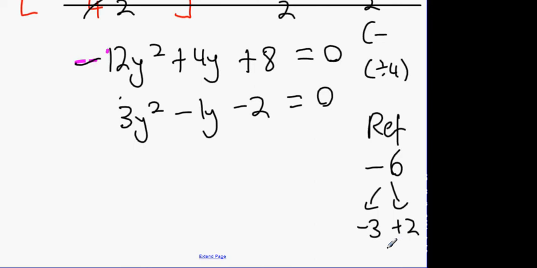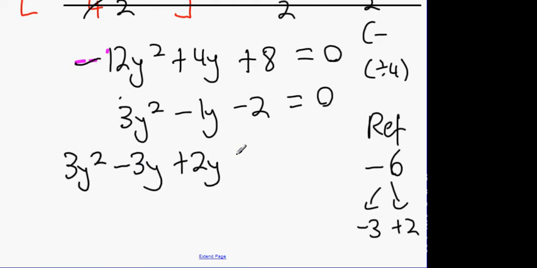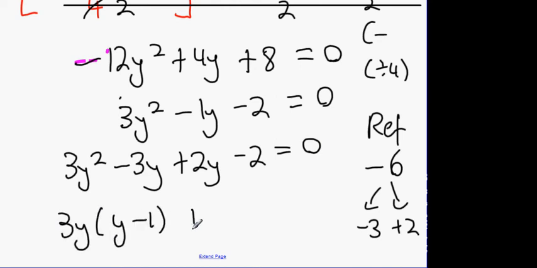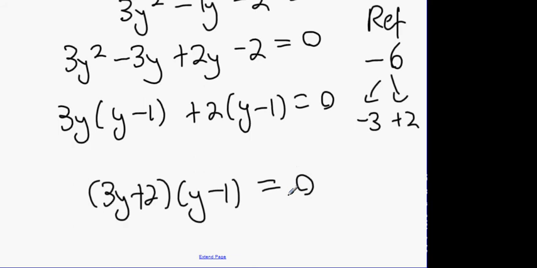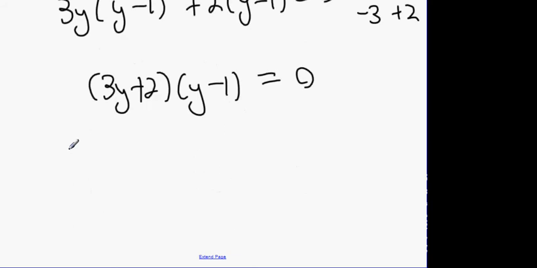5 multiplied by 1 is not 6. Okay? It has to multiply to 6 as well. So 3y squared minus 3y plus 2y minus 2 equals 0. Take out 3y: 3y into y minus 1 plus 2 into y minus 1 equals 0. We're going to end up with 3y plus 2, y minus 1 equals 0.